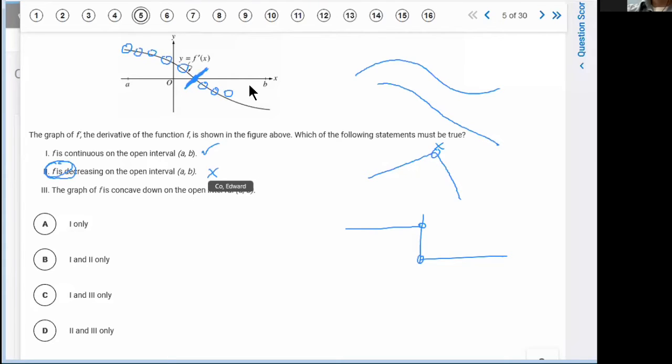The third one: the graph of F is concave down on the open interval. Now, concavity is the second derivative, right? So it's the derivative of this guy. So what is the rate of change of F prime? What's this derivative? Are the slopes positive or negative? They're all negative, aren't they? So we would have to agree that we are concave down because all the slopes of F prime are negative. Did anyone have a question of how I came up with that?